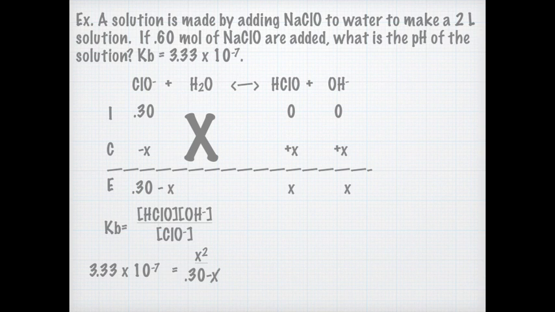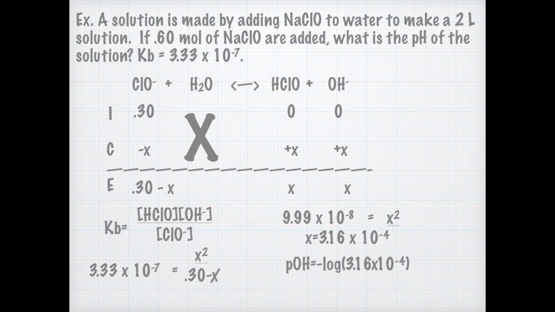So all I need to do now is take 3.33 times 10 to the negative 7th, multiply that by the 0.30, and then square root that. So I end up getting 9.99 times 10 to the negative 8th equals X squared. I'm going to square root that, and what I end up getting for my answer is 3.16 times 10 to the negative 4th. Now that's my concentration of hydroxide. I can now take the negative log of that and find my pOH, which is 3.50. Finally, I can take 14, subtract 3.50 from that, and that gives me my pH, which is 10.50.